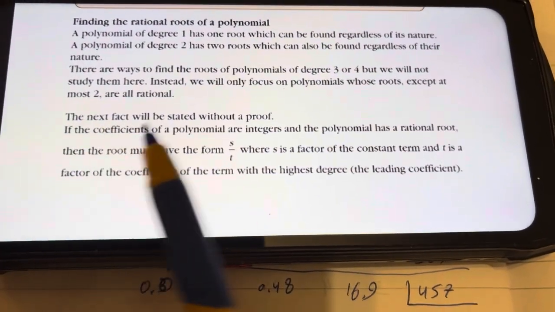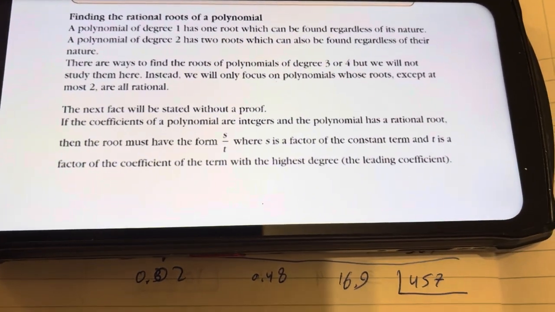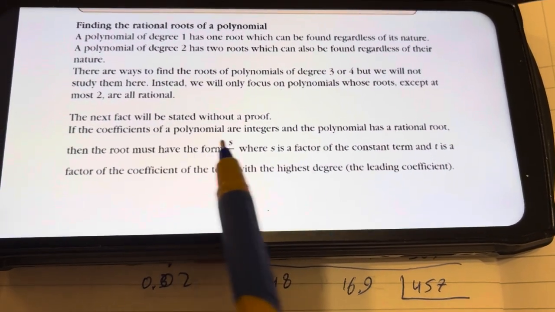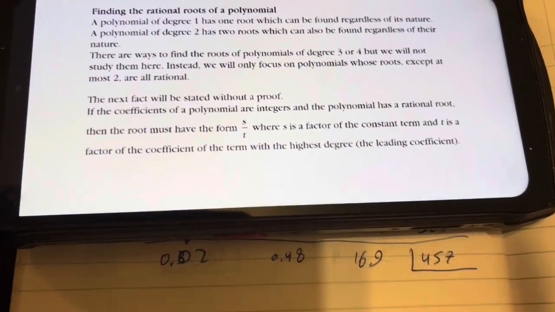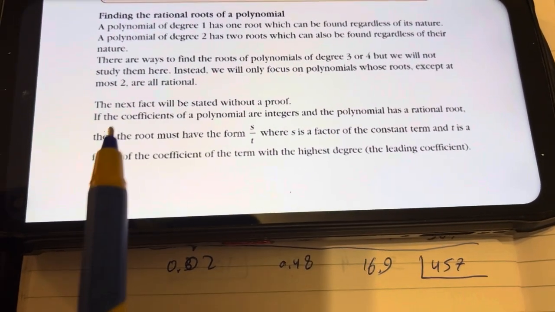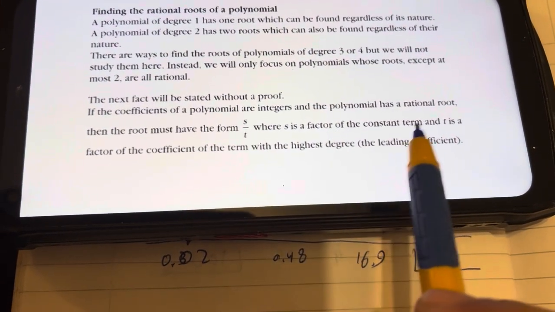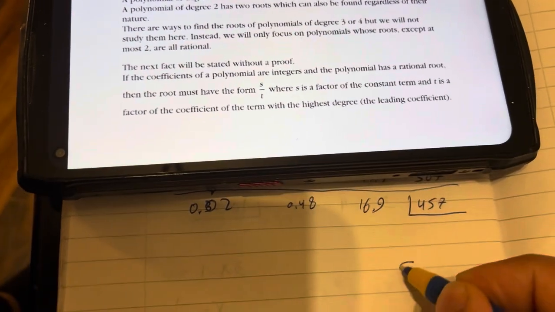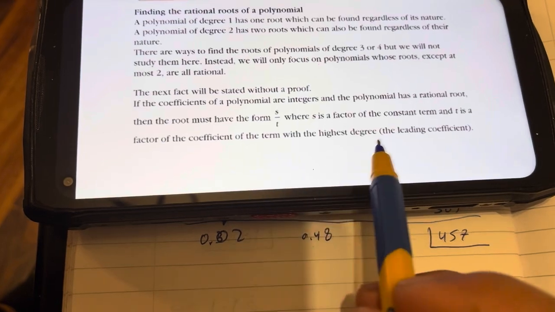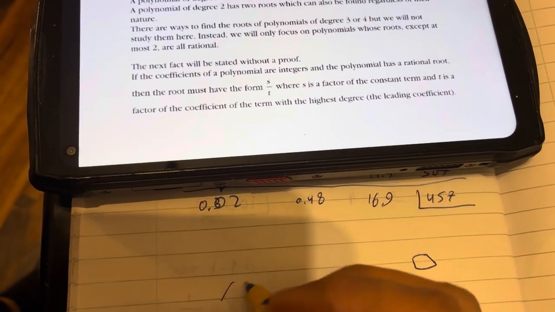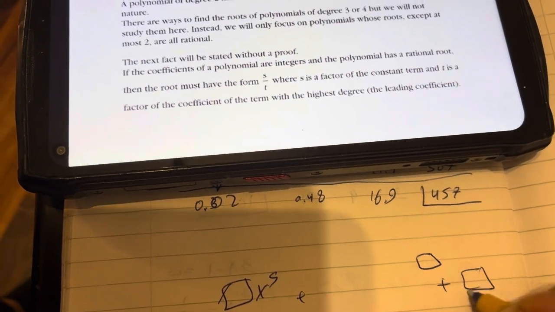Here he's explaining another fact to get the roots for 3rd degree, 4th degree or 5th degree polynomials. So here he's explaining that if you have a polynomial equation, then the roots must have the form of s over t, where s is a factor of the constant term, which is the last number, and t is a factor of the coefficient of the highest degree. For example, you have x to the power of 5 plus something something something plus the constant here.